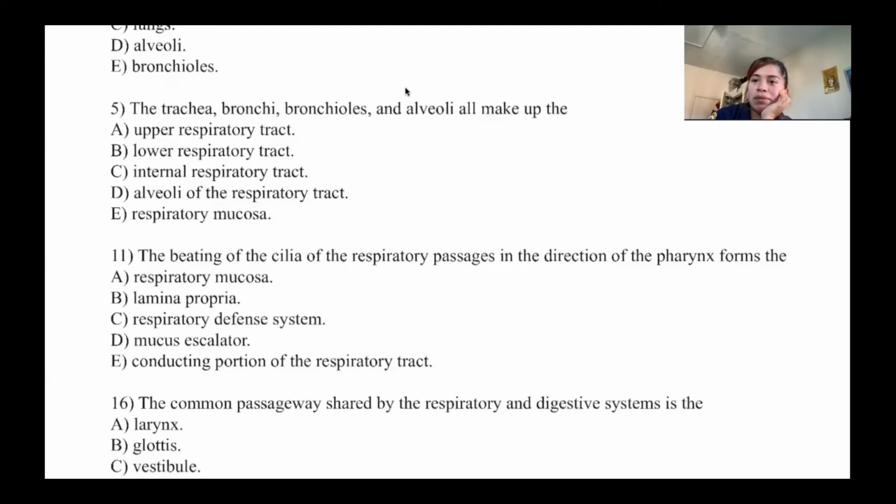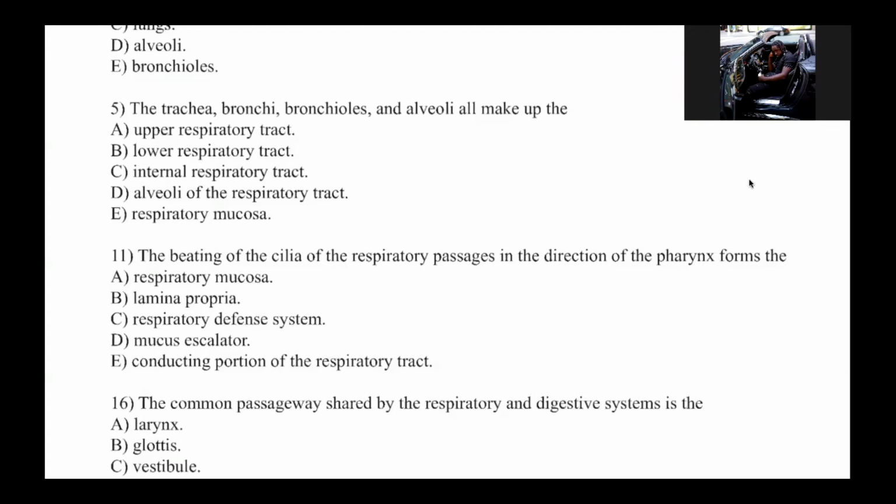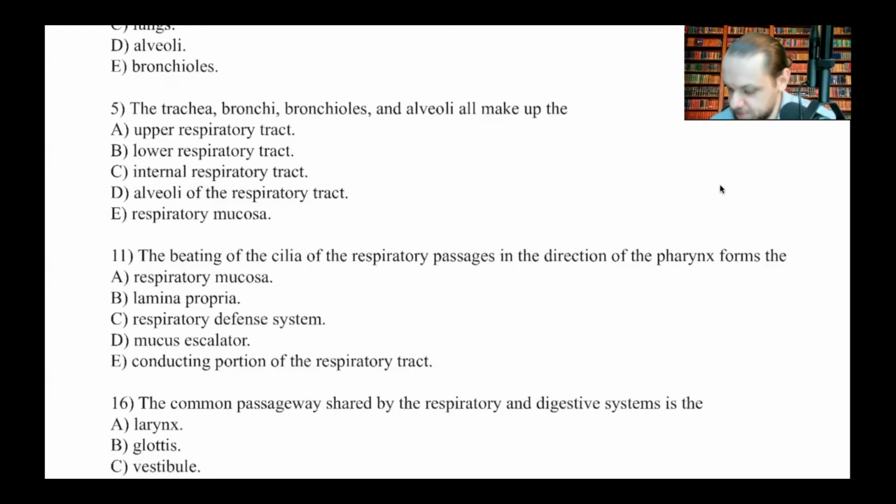The trachea, bronchi, bronchioles, and alveoli all make up the number 5, right? B. B is correct. Lower respiratory tract is correct. So at this point, you basically subdivide to the point where you have the gas exchange alveoli, right? CO2 and O2 exchange. So good, excellent. Next one, let's do Brendan.